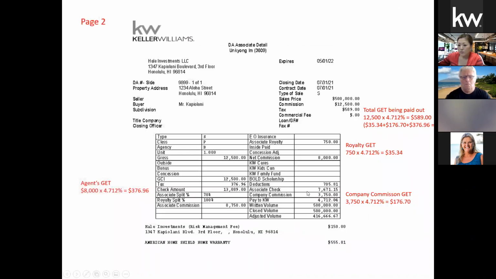So if you look at right below the associate check, you'll see company commission. That amount is the 30% that the brokerage is receiving. So the GCI of 12,500 times 30% to the brokerage equals company commission, $3,750.